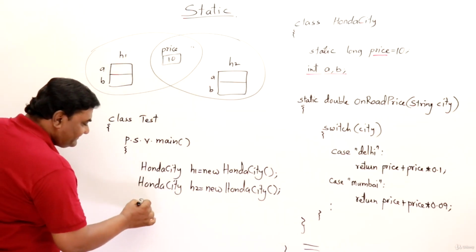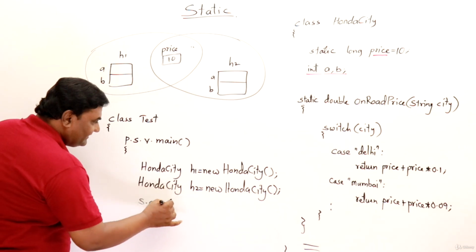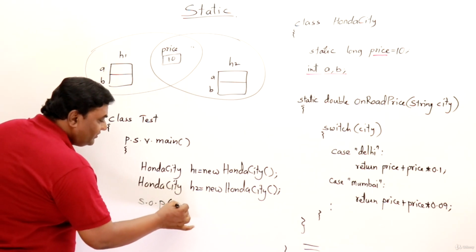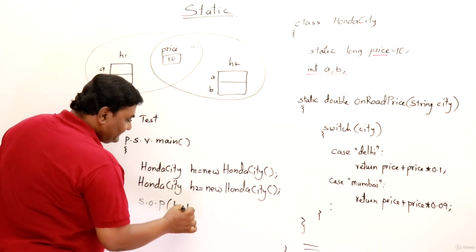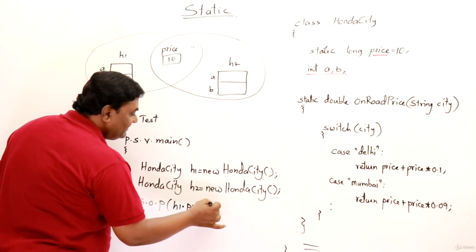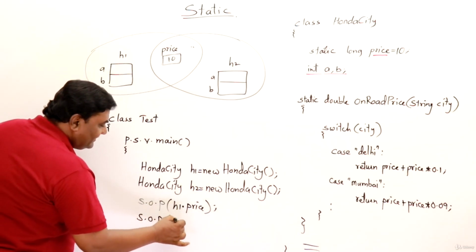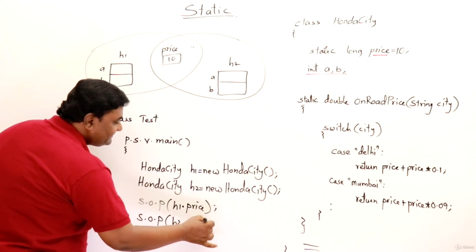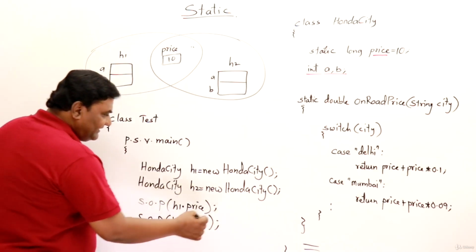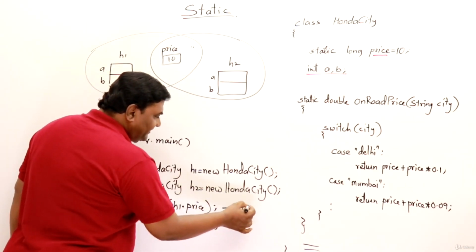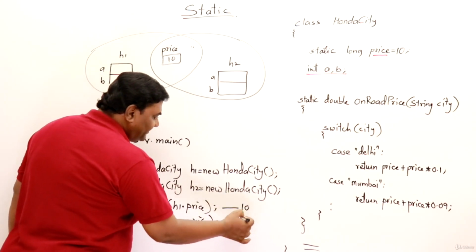If I write here System.out.println(h1.price), then System.out.println(h2.price), what will be printed here? Here also 10 will be printed and here also 10 will be printed.